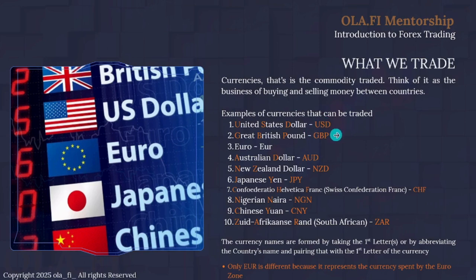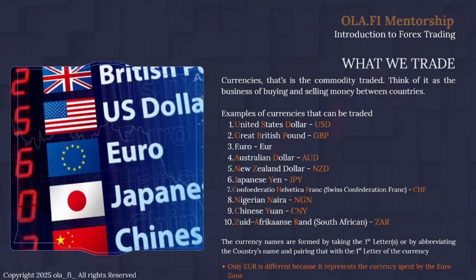So I highlighted this in yellow just to give you an idea of how the abbreviations come about. The United States dollar, for instance, is just taking the first letter of each word in the full name of the currency. So you have USD being the first letters of United States dollar. Again, Great British pound, Australian dollar: AUD takes AU, then D. New Zealand takes NZD. Japanese yen, JP, and then Y.